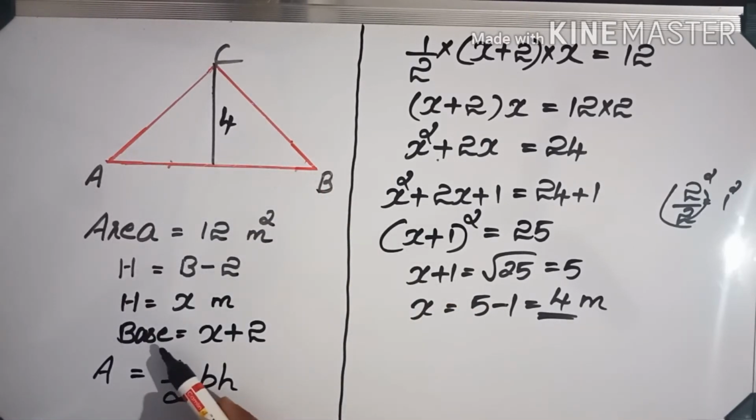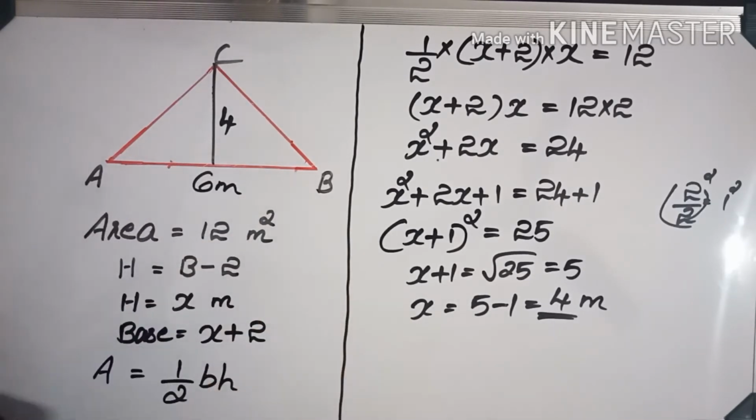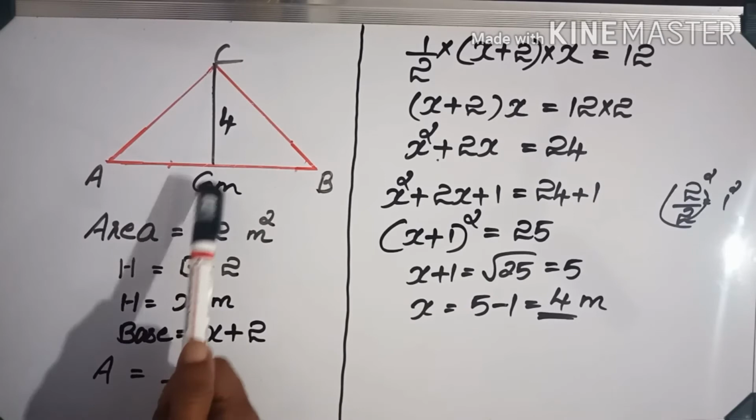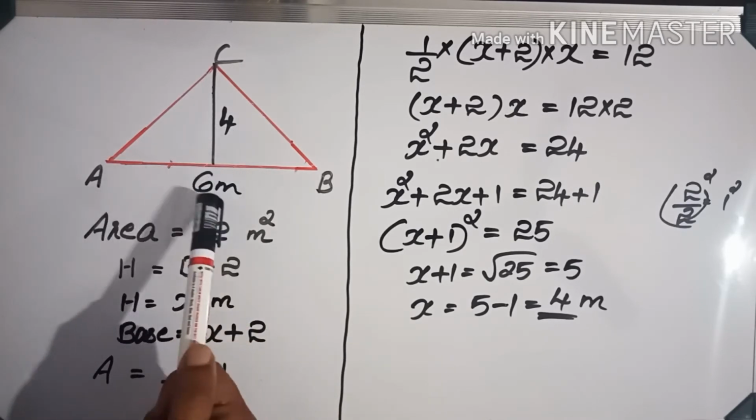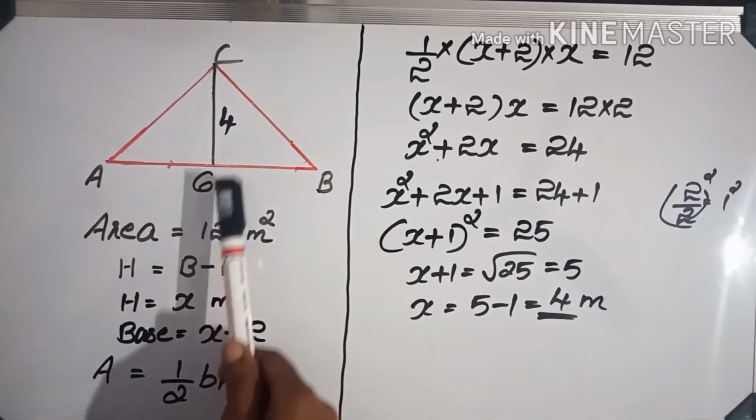Now what will be base? x + 2, that is 4 plus 2, 6 meter. Okay, 6 meter we got as base. Now you check the difference. Height must be 2 meter less than base. Height is 2 meter less than base. Same, 6 minus 2 is what? 4. Okay, so we got base and height.